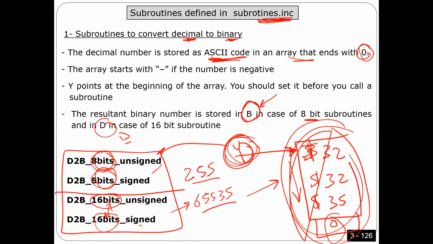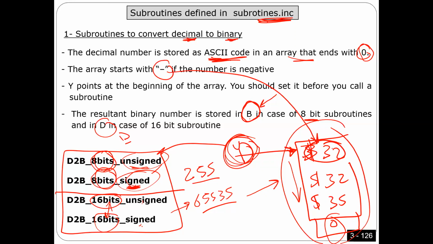So why do we have two functions? Because one is for signed conversion and the other is for unsigned. So this one is for signed and this one for unsigned. In case of signed, if your number is negative, the first ASCII here should be minus, the ASCII of minus.